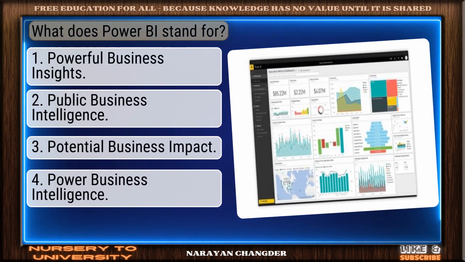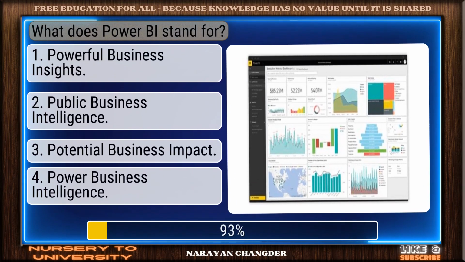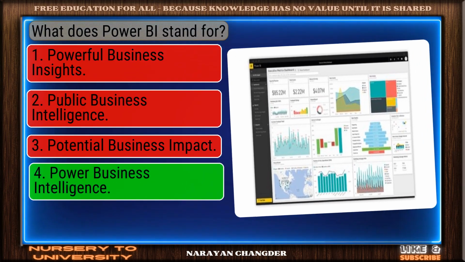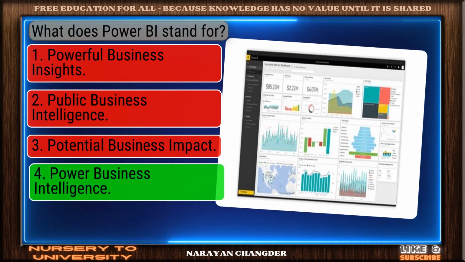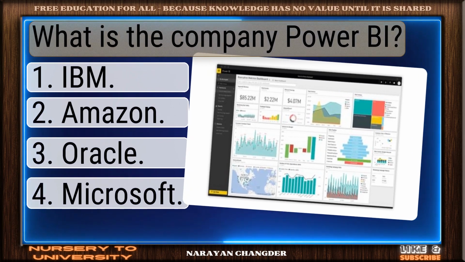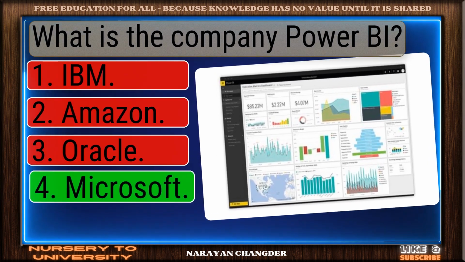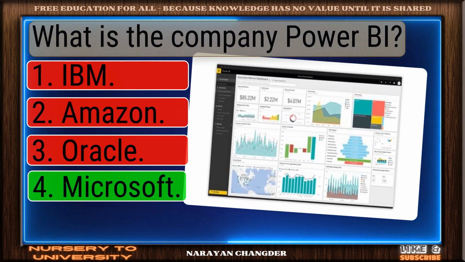Question number 72. What does Power BI stand for? You got it. Your choice Power Business Intelligence is right. Question number 73. What is the company of Power BI? Smart move. Microsoft is an accurate answer.